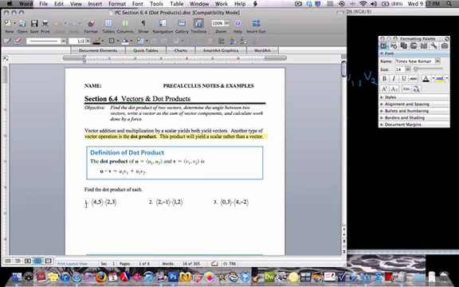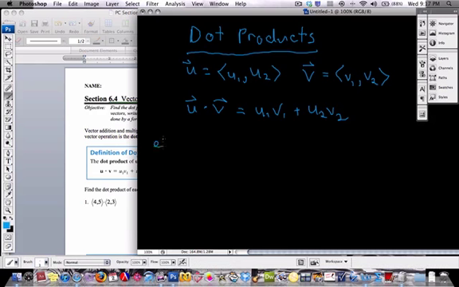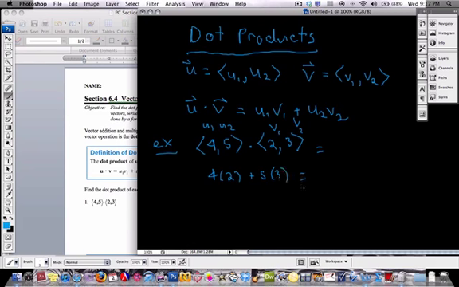So let's see how this works just by doing an example. We're going to look at this one, 45.23. If you want, you can label these U1, U2, V1, V2, if it makes it easier for you to see. So this would equal 4 times 2 plus 5 times 3, which is 8 plus 15, or 23.